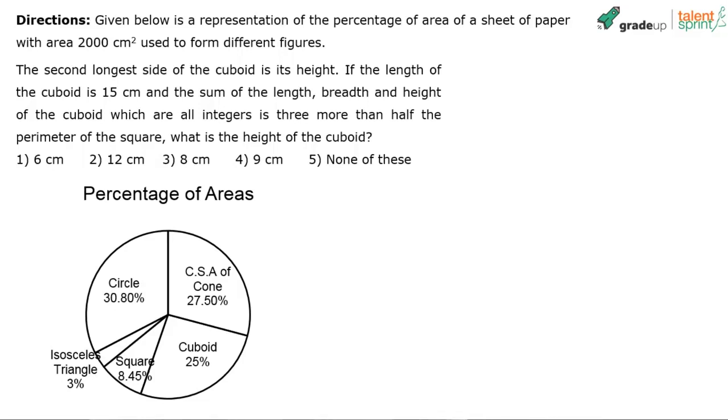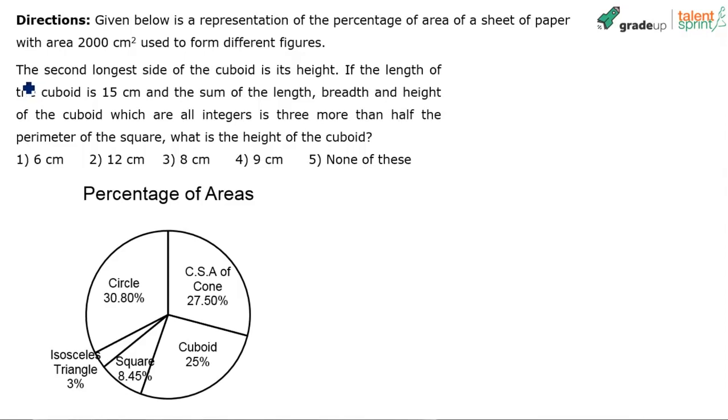Anyway, the next question is on your screens now. It says the second longest side of a cuboid is its height. If the length of the cuboid is 15 centimeter, and the sum of the length, breadth and height of the cuboid, which are all integers, is 3 more than half the perimeter of the square, what is the height of the cuboid? All about those formulae there. Use the formulae, solve the equations, and find out the missing variable. So let's take it up now.